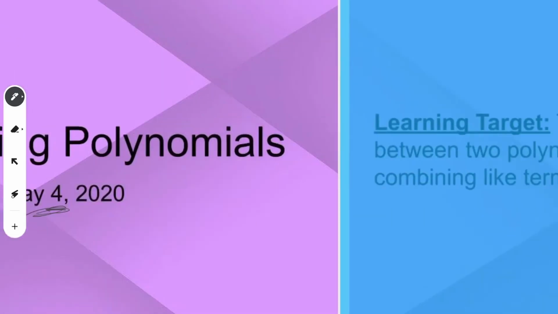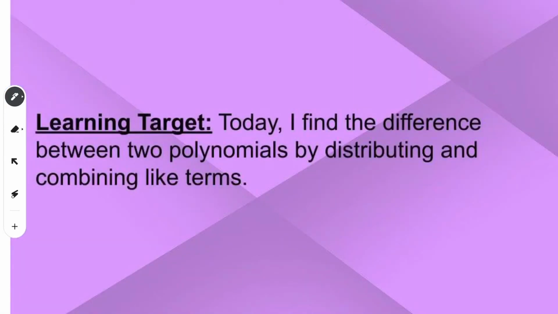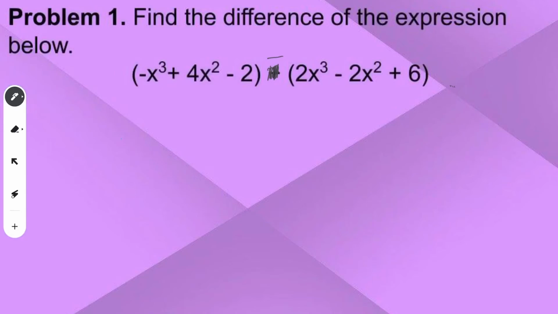All right, let's go. Our learning target today: I can find the difference between two polynomials by distributing and combining like terms. So let's get straight into it. Problem number 1 states, find the difference of the expression below. We have negative x cubed plus 4x squared minus 2, minus 2x cubed minus 2x squared plus 6.